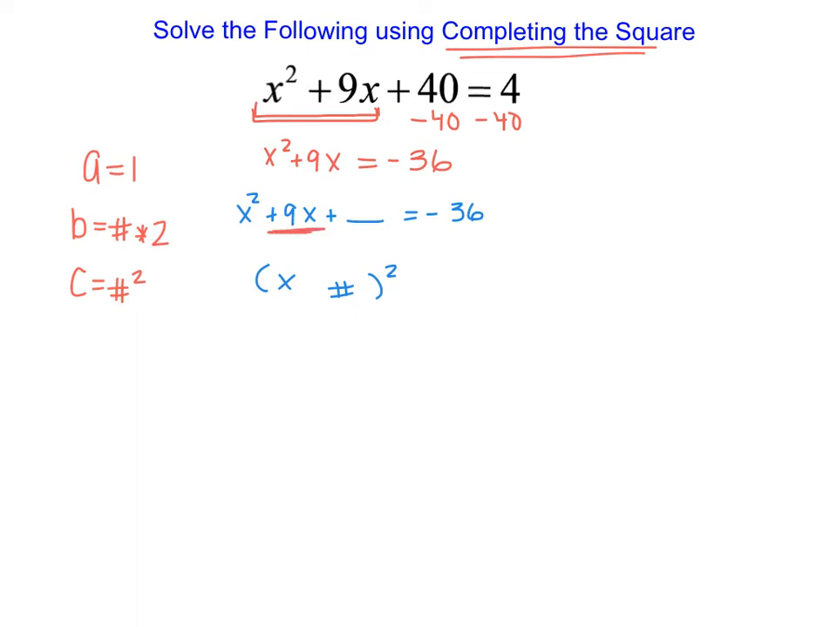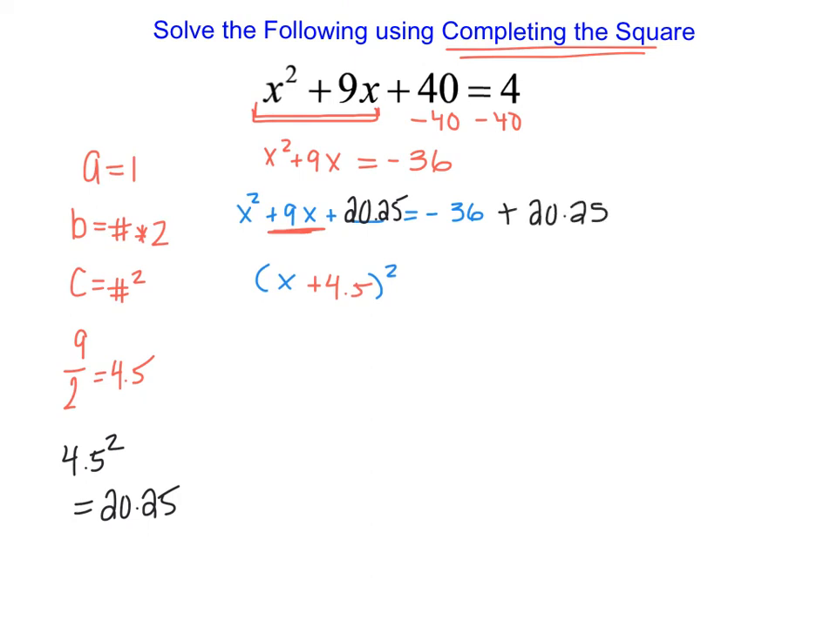Well, I know that my b value is 9, so if I take 9 and divide it by 2, I end up with 4.5. So my number inside of the parentheses here with x is a plus 4.5. Now, in order to find the c value that I need to make that possible, I need to take 4.5 squared. Now, if I do that on my calculator, I find that 4.5 squared is about 20.25. So I'm going to add in 20.25 here. And remember, if I add 20.25 to the left, I also have to add 20.25 to the right-hand side. So now I know that I have (x + 4.5)² is equal to negative 15.75.